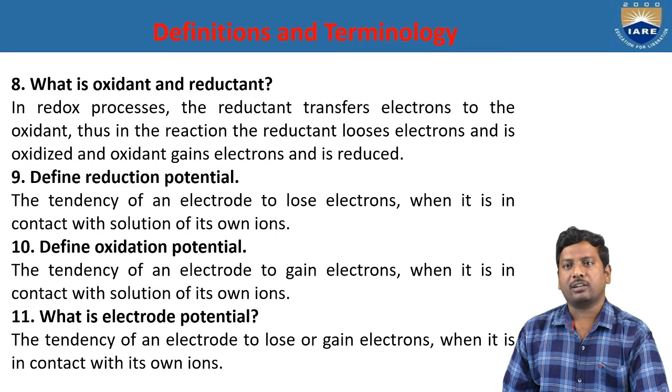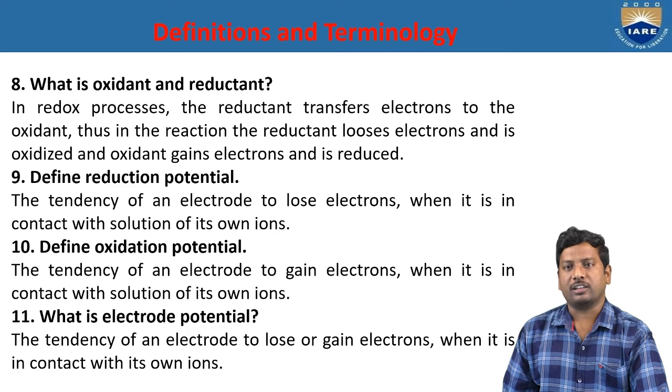And what is electrode potential? It is the tendency of an electrode to lose or gain electrons when it is in contact with its own ions. Taking the examples of zinc dipped in zinc sulfate solution or copper dipped in copper sulfate solution, they may undergo either oxidation or reduction reaction, by transfer of charge.